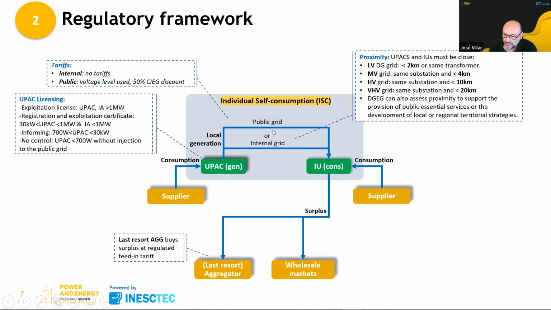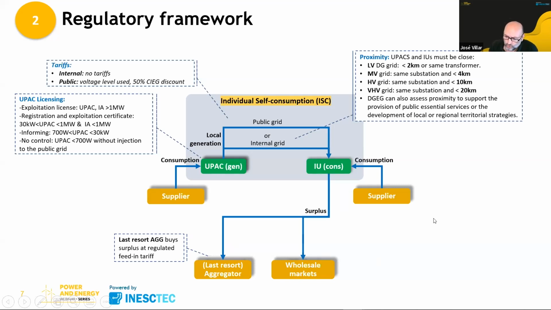In case it is the public grid, then the tariffs of the public grids are applied, and these tariffs typically look at the voltage levels that are used, so that these are reduced tariffs compared to the tariff of the energy supplied by the supplier. Any resource consuming needs to have a supplier, and in case there is a surplus of the consumption, this surplus can be managed through an aggregator or directly through the wholesale market.